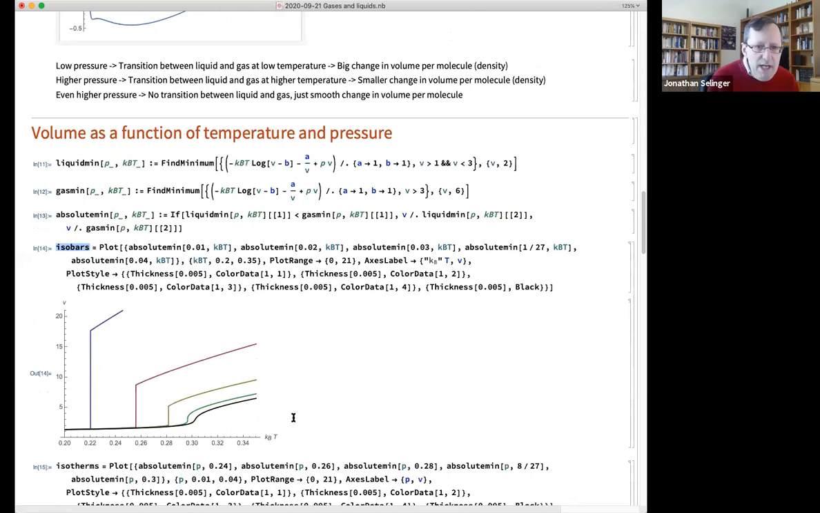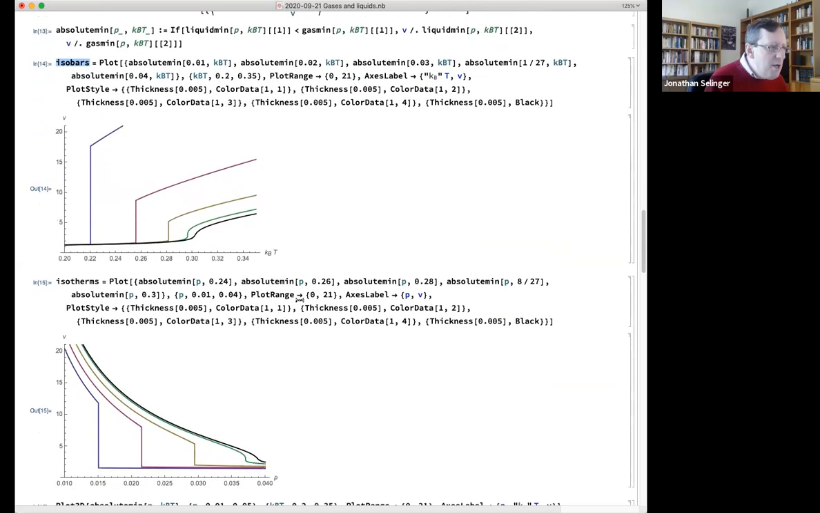Now, we could turn things around. Instead of varying the temperature at fixed pressure, we could vary the pressure at fixed temperature. Okay? So we could get a series of plots at fixed temperature, which are called the isotherms, right? So therm is like thermometer, right? It means temperature. So these are plots at constant temperature. So now this blue one is the low temperature plot.